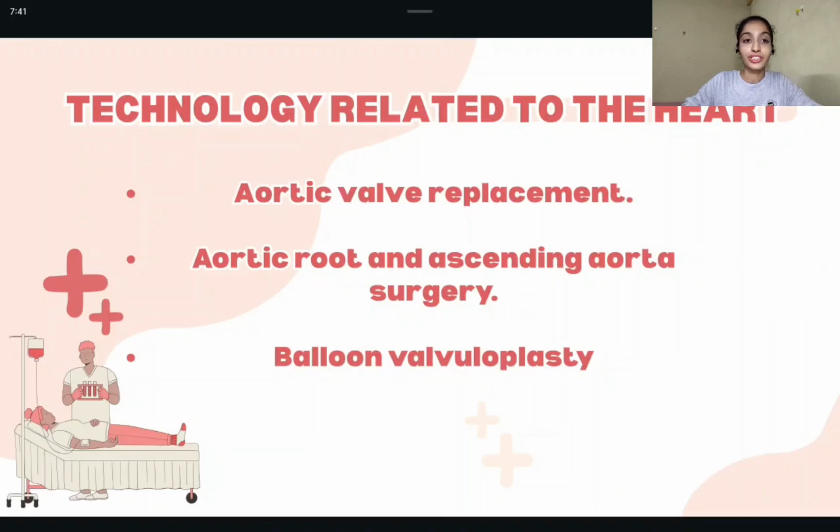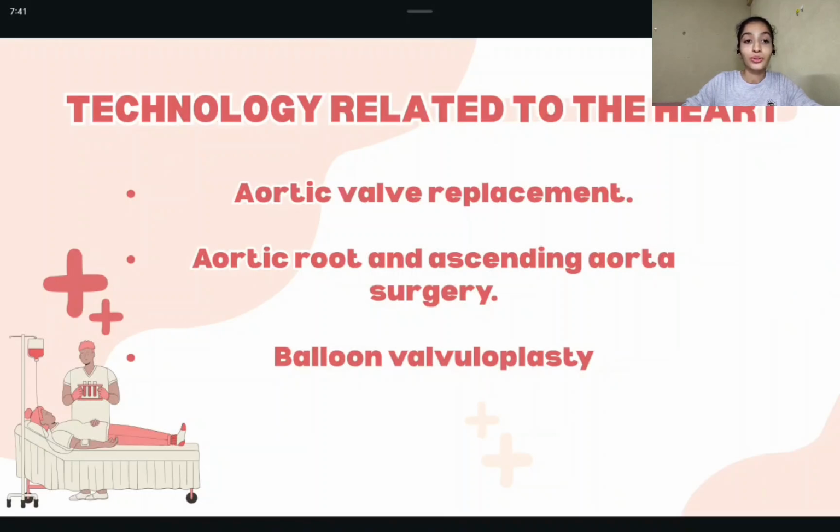This procedure can treat aortic valve stenosis in infants and children. In adults, the aortic valve tends to narrow again after the procedure. So this procedure is usually only done if the person is too ill for surgery or they are waiting for a valve replacement. This heart valve procedure uses a thin flexible tube called a catheter.